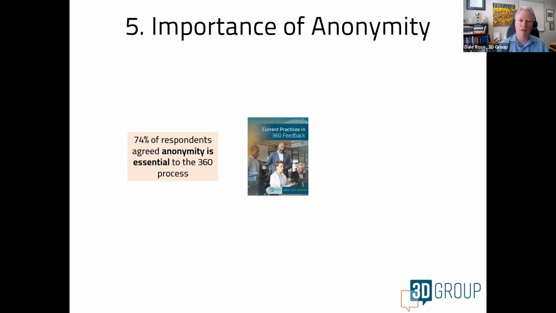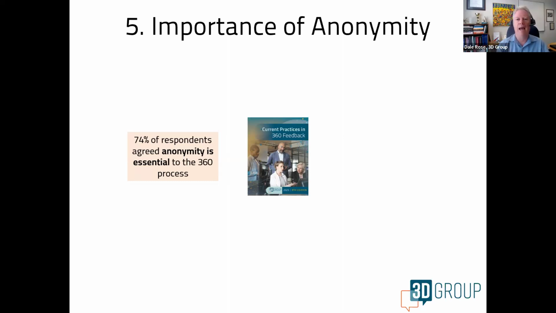Probably the key, most common way of protecting anonymity is, first of all, you certainly don't attach names to specific ratings. But also, when you're reporting data out, you have to be careful to state the obvious. If you only had one person from, say, your peer group respond and you report those data, well, you know who said what.